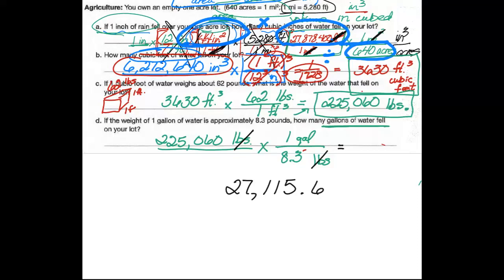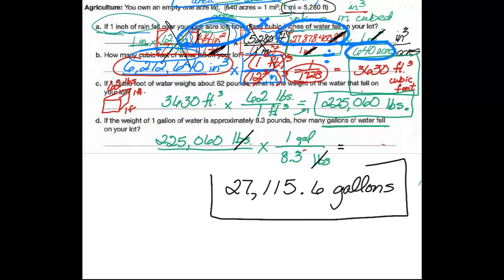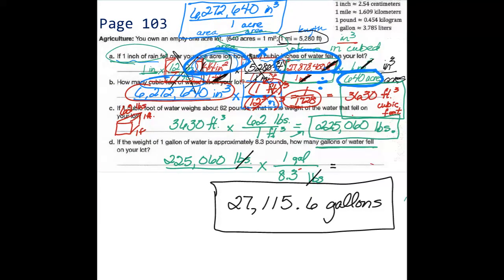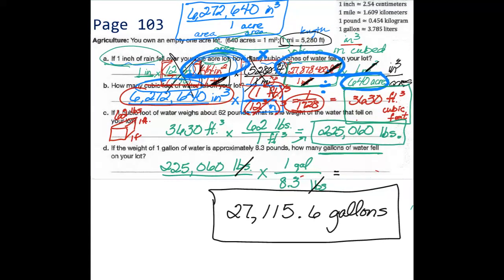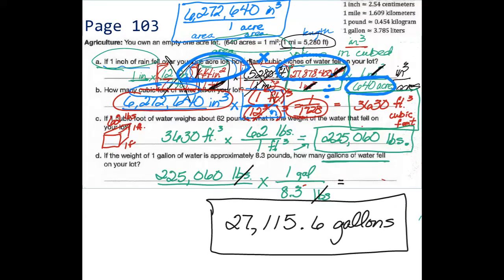And that is how many gallons of water. There it is. So that is the number of gallons of water. And gallons is a measure of volume. It is not a measure of weight. So that's how many gallons would have fallen on our little old acre lot. That's a lot.